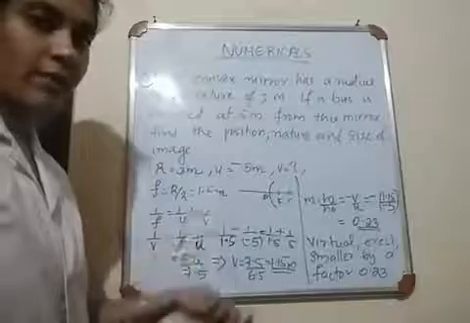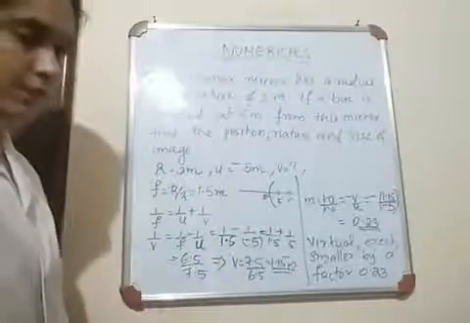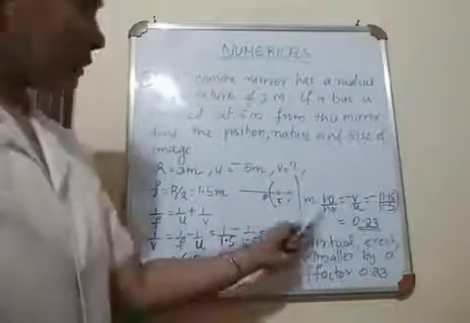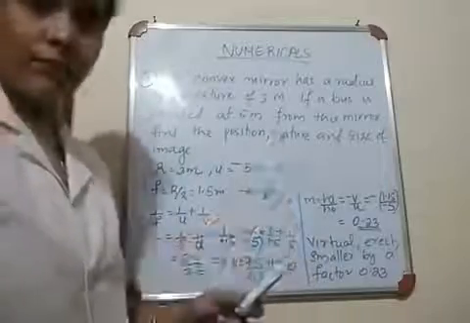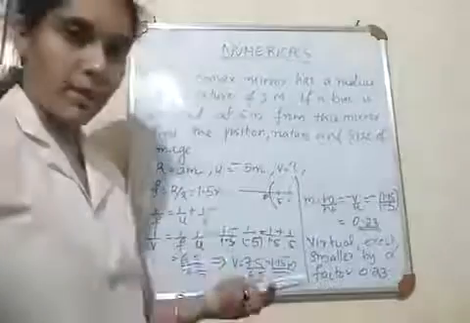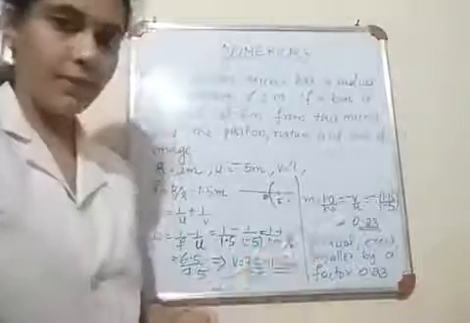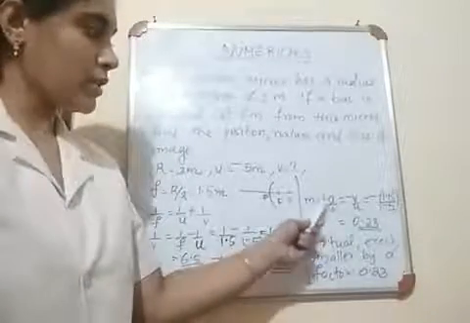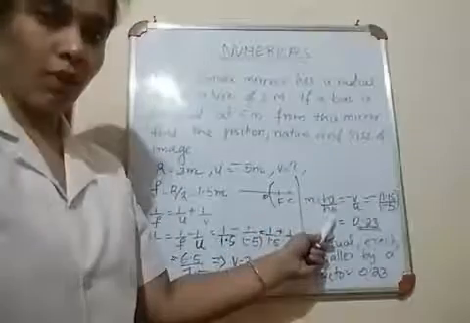So as per sign convention, it should be taken as positive. Now you must find out the size of the image. You must compare the size of the image. So for that you need to go for a magnification. So magnification is height of the image by height of object.